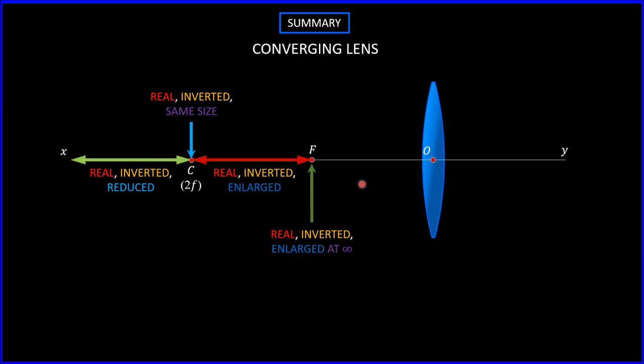Next, if we place the object between point F and the lens, the lens produces an image that is virtual, upright, and large. Virtual: the image is in the front of the lens. The distance from the image to the lens is less than zero. Upright: the object and the image are in the same direction. Enlarged: the image is bigger than the object.